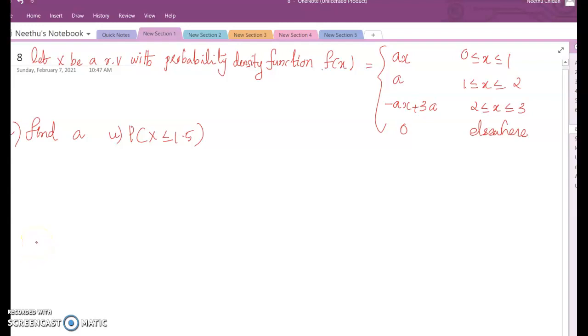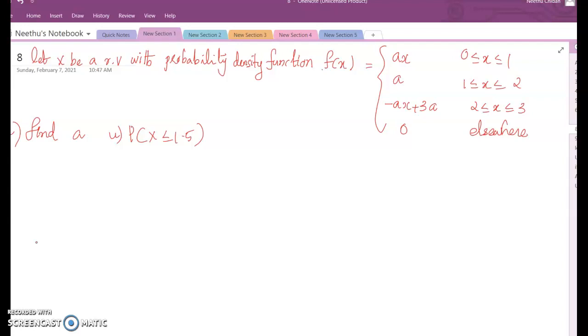Let x be a random variable with PDF f of x equal to ax in the interval 0 to 1, a in the interval 1 to 2, minus ax plus 3a in the interval 2 to 3, otherwise it is 0. First question, find the value of a. Second one, find P of x less than or equal to 1.5.